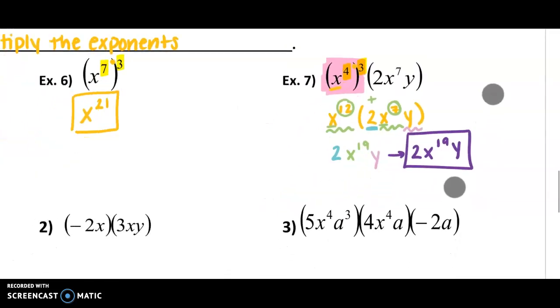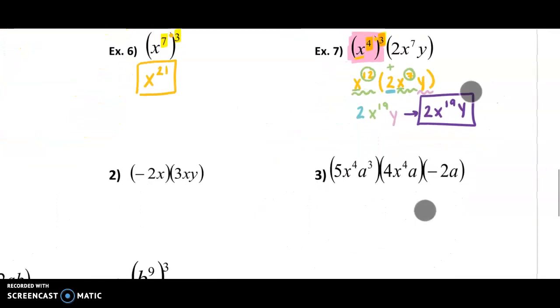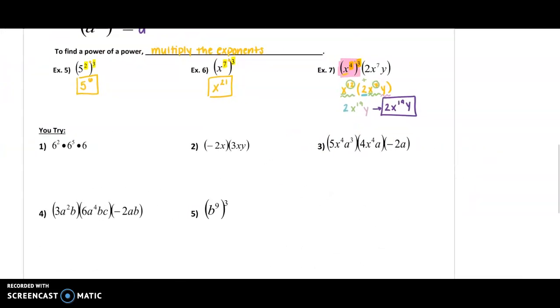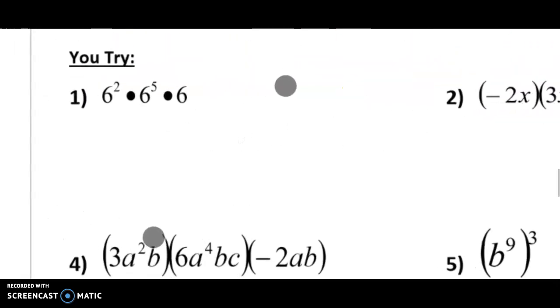Okay? So now, if you look at these 5 you try problems, we're going to go ahead and continue doing these together. All right, if at any point you want to try it on your own and then pause the video and then listen to what I did, that's totally fine. If you just want to kind of follow through with what I'm doing, that is fine as well.